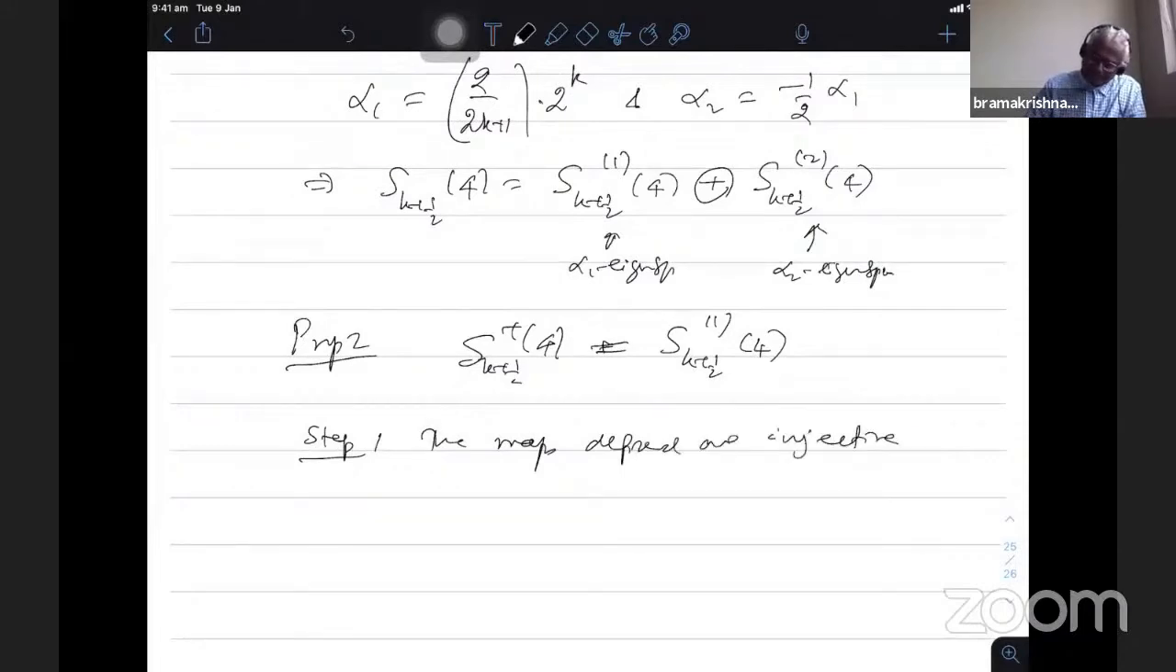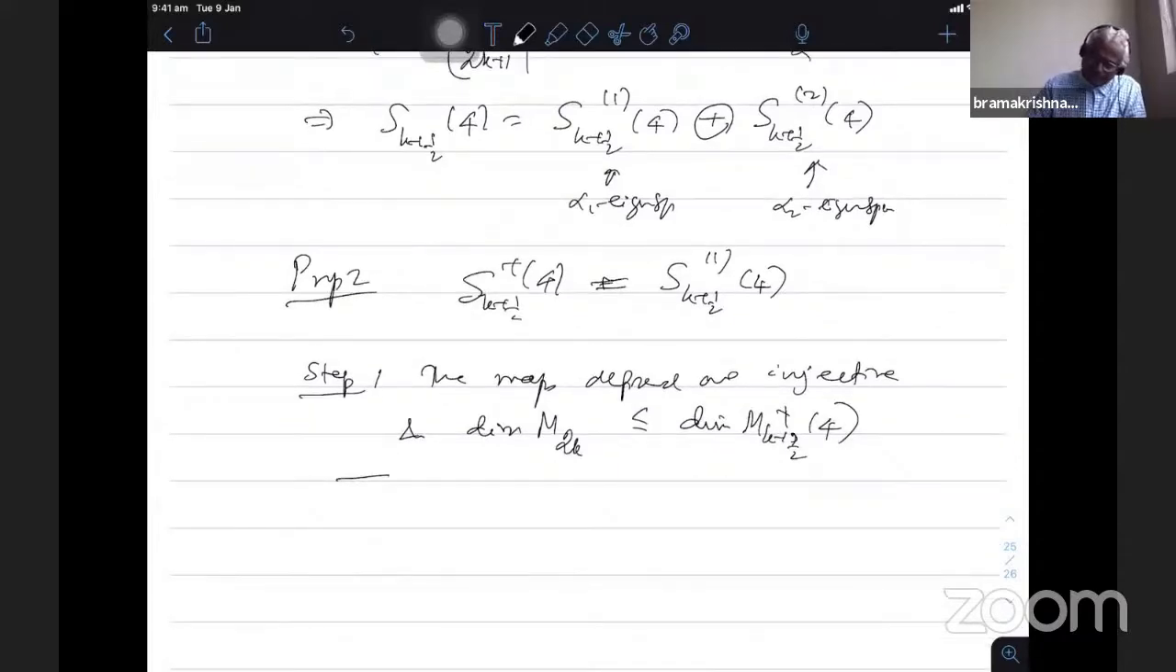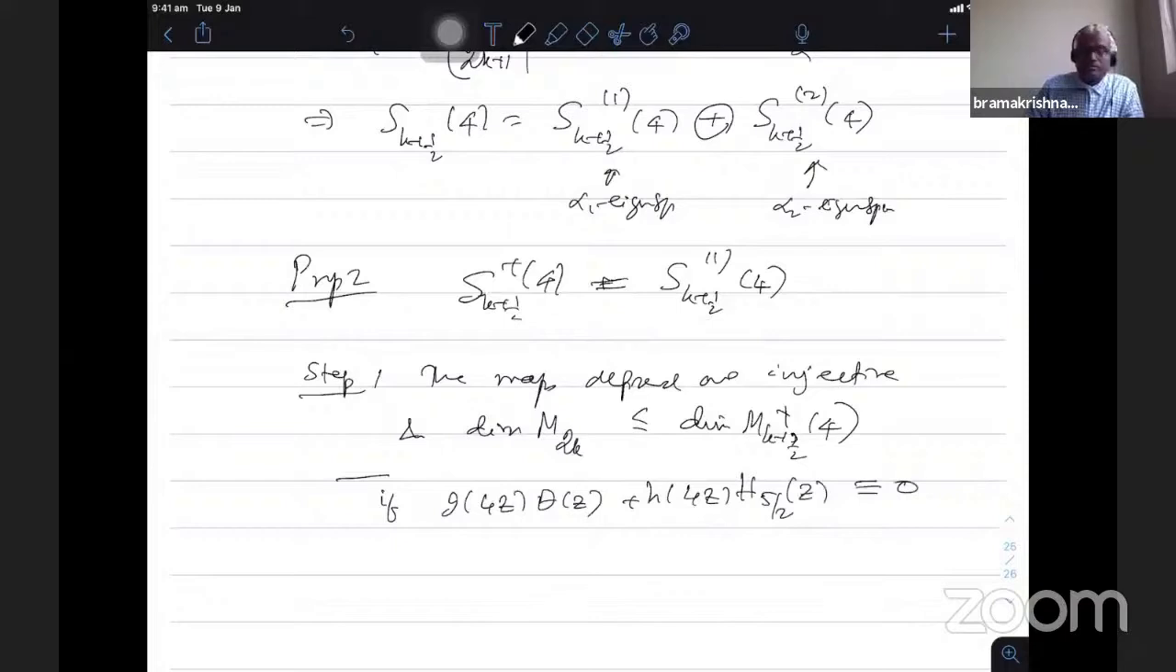And dimension of M2K1 is less than or equal to dimension of MK plus half plus 4. How will we prove this? Injective means you assume that if G of 4 is Z, theta is Z. I just prove the case K even; the proof for odd is similar. So we take the first one, H of 4 is Z, H 5 by 2 of Z is identical to 0. Assume that, and then I need to show that the kernel is 0.